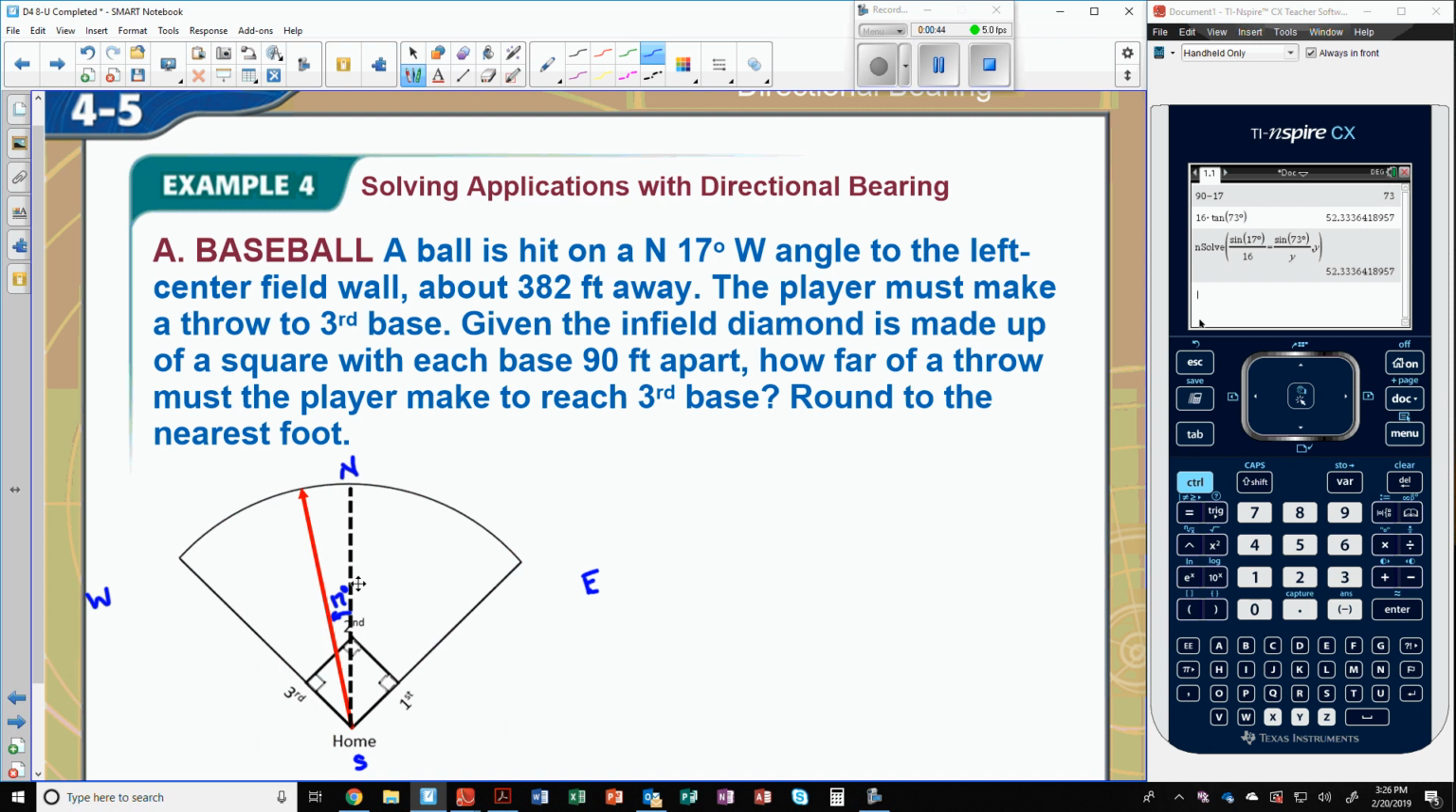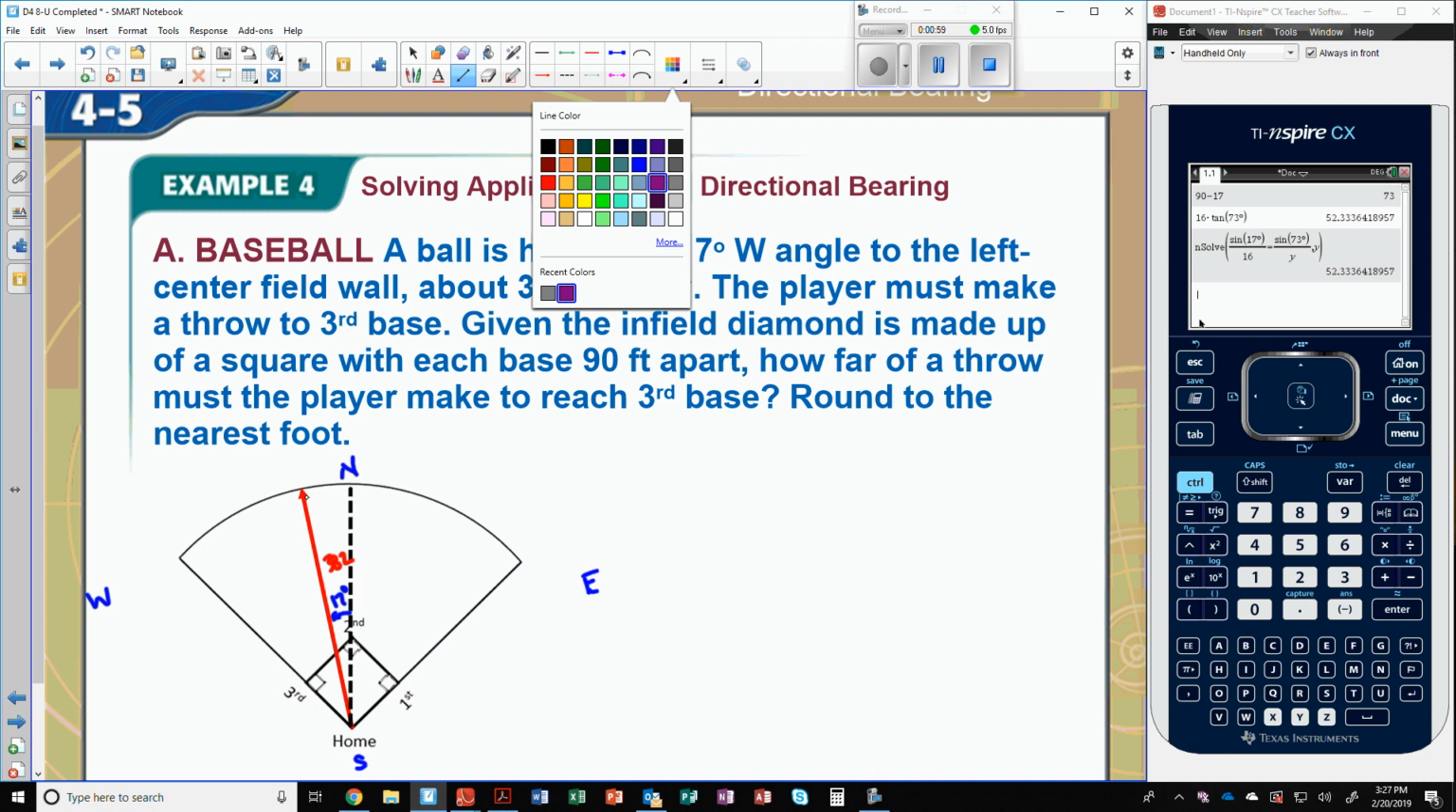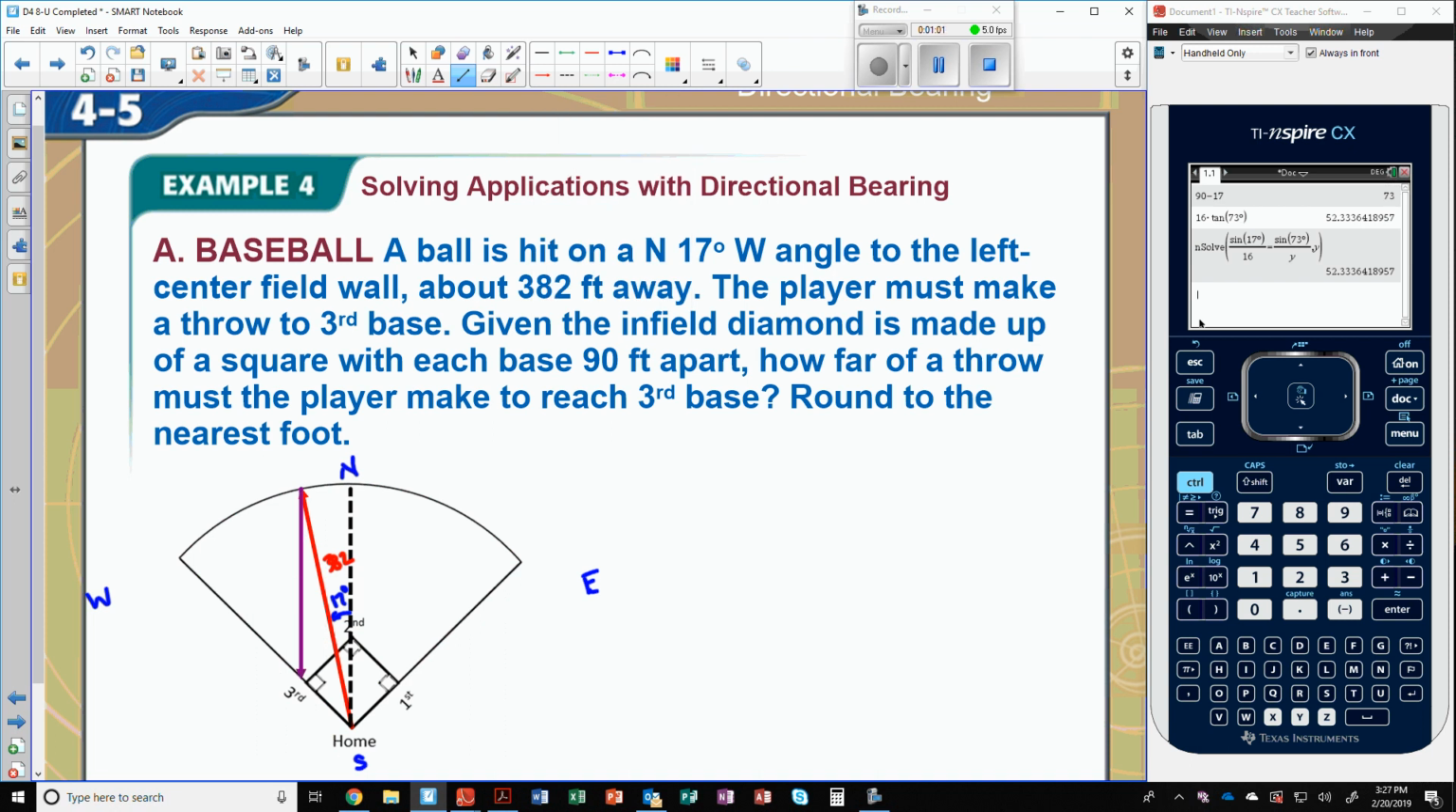Okay, and this is 382 feet away. The red line is 382 feet. The player must make a throw to third base. So the player is going to pick up the ball and throw it to third. I'll change colors here so we can see what's happening. So the player picks it up and throws it to third base right there.